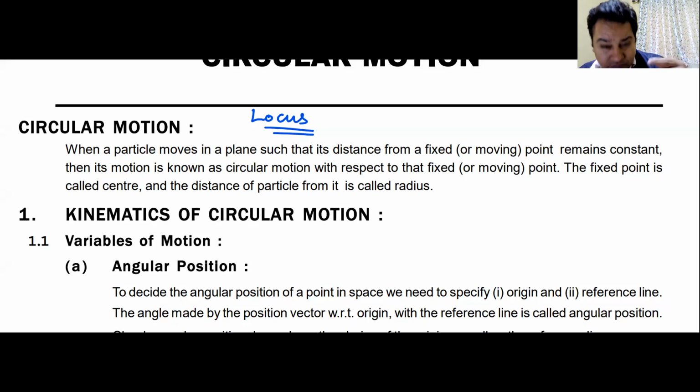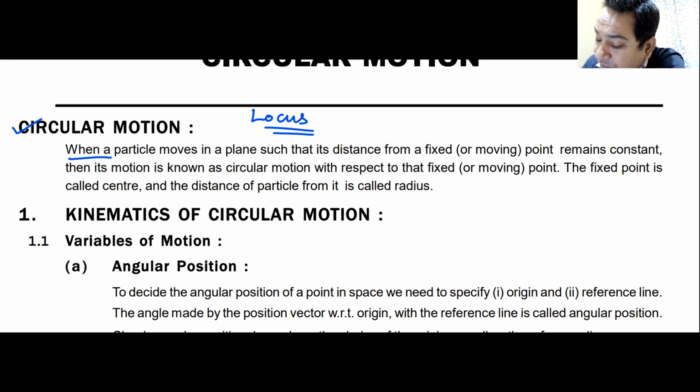Locus of all points whose distance from a fixed point remains fixed or constant. The fixed point is known as the center, and the fixed distance is known as the radius of the circle. Now, any body which is following the path of a circle, whose trajectory is circular, is following circular motion. But again, this is not how it is defined. It is defined in the way that it is written in this book.